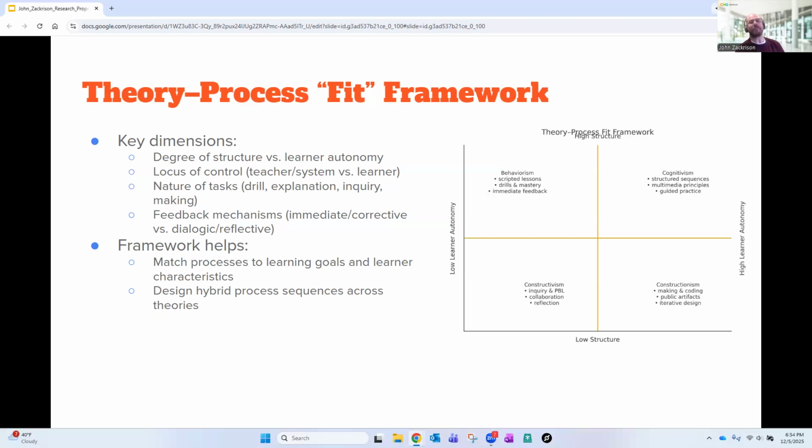And this framework helps instructional technologists reason about fit. So, for example, when a highly structured process is appropriate for foundational skill acquisition, and when more open constructionist processes are appropriate for advanced application or creativity. It also supports designing hybrid sequences. So you could start with a behaviorist or cognitivist routine to secure that foundational knowledge, and then you could move into constructivist or constructionist projects for transfer and innovation.